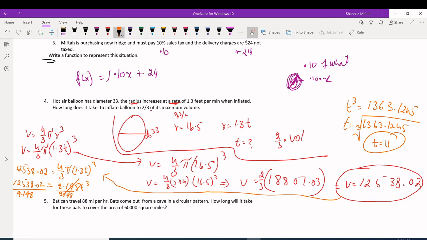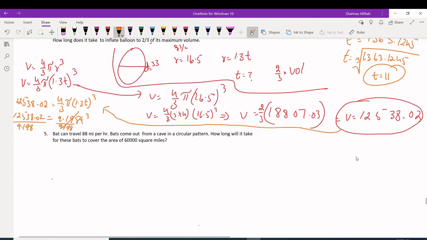But I can't find t unless I have this volume, the 2/3 of the volume. So I just used my formula again up here. I plugged in all the information that I had, like 16.5 radius, and I multiplied by 2/3, and this is what I got. Now you go back and plug in that volume, 4/3 pi (1.3t) cubed. How do I get 9.198? I multiplied 4/3, 3.14, and 1.3 cubed. Multiplied in the calculator, and I got 9.198 t cubed. Then you can find t cubed, make it by itself, and get the t, 11.